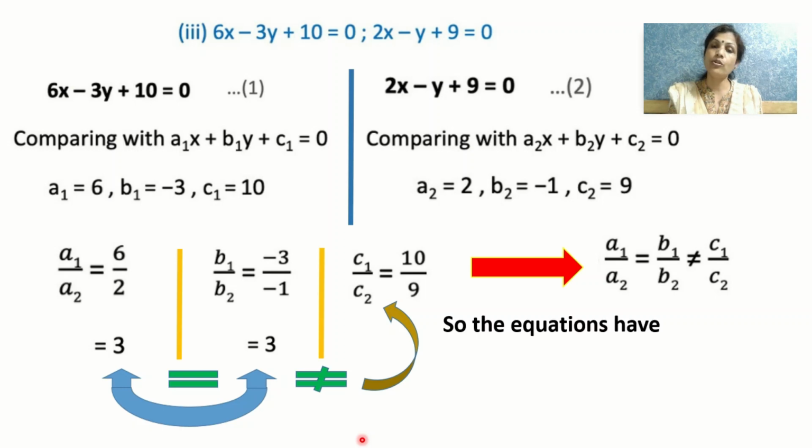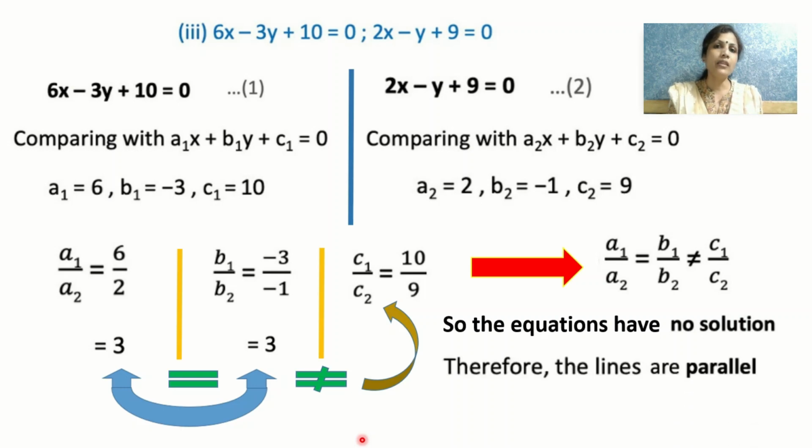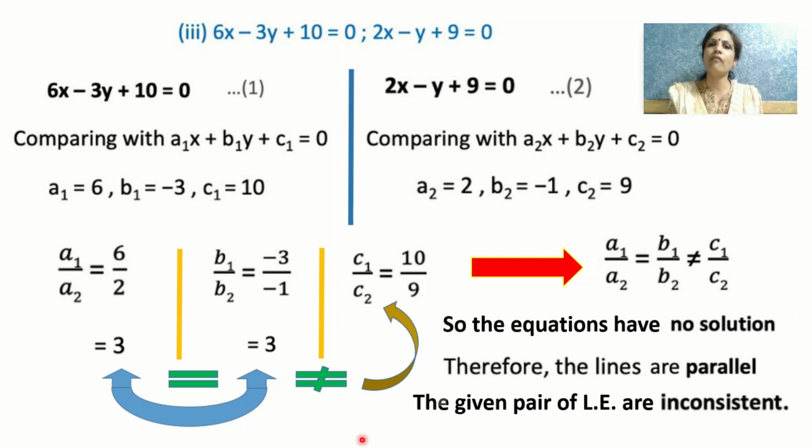equations have no solution. The meaning is that the lines will be parallel to each other, and when a pair of linear equations does not have any solution, we call them inconsistent. So the given pair of linear equations are inconsistent. So this is how we have to solve the sums. Alright, important sums, but you have to be very careful.